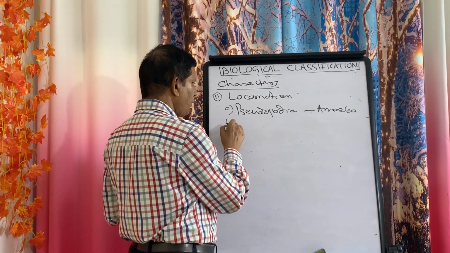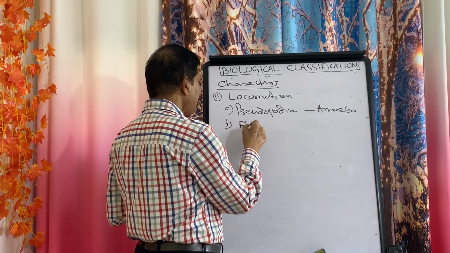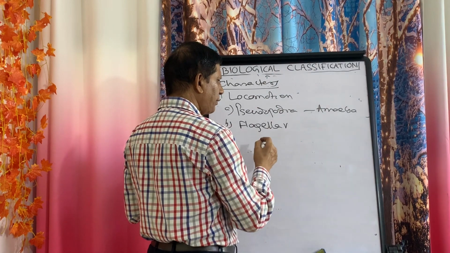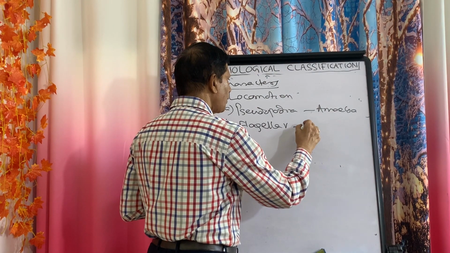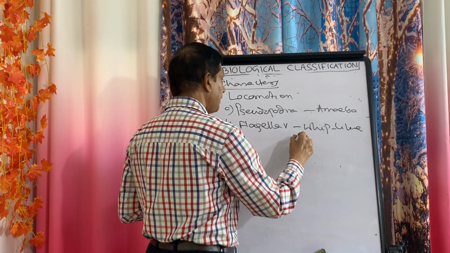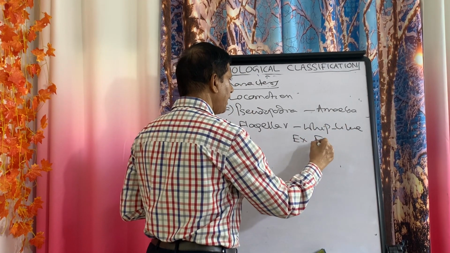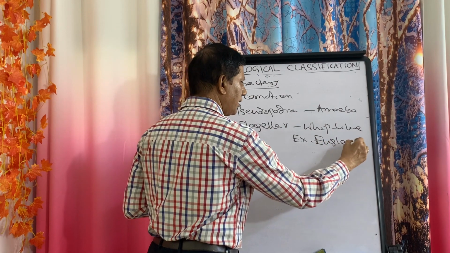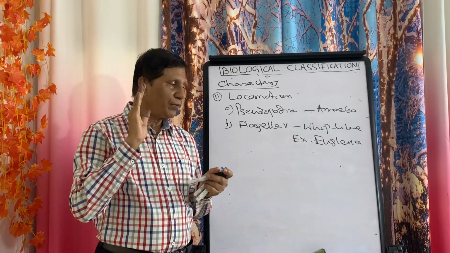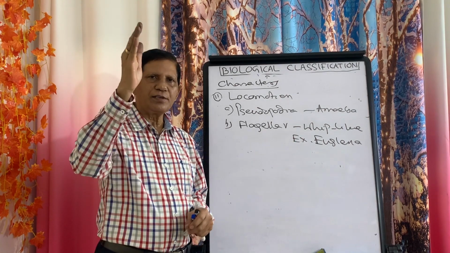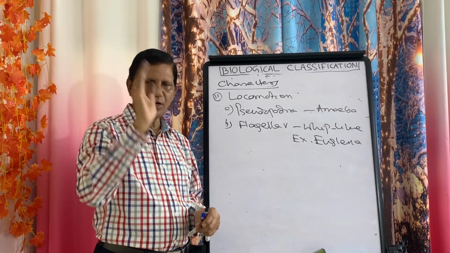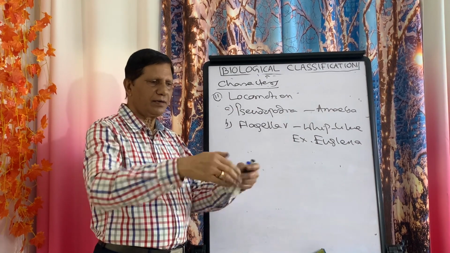Then the second one is flagellar movement. In the case of flagellar movement, it is just whip-like, and this is found in the case of euglena. So in euglena you will find there is a flagellum, and that behaves like a whip. You have seen a whip, and it moves.